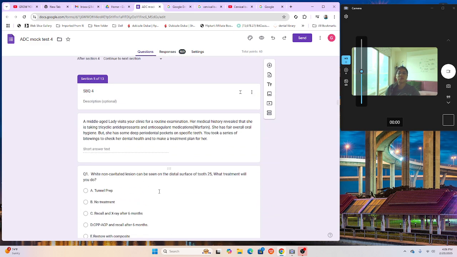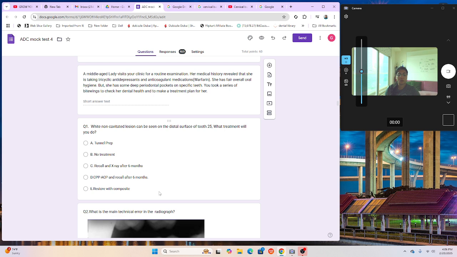Please take this topic seriously. Go and read more on radiological errors. Open your White and Pharoah textbook. Go to Google, search radiological errors on IOPA, on bite wings, on OPG. Go through 2-3 different PPTs, make your own notes about it, click some pictures, keep it in your notes, go through them at least once a week. That is how you study. Understood? Have a nice day.